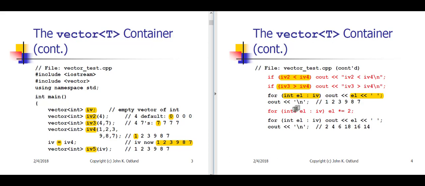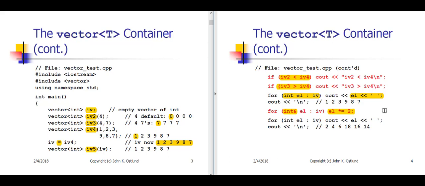Now notice in this next range for loop that instead of using an int as our element type, we're using a reference to int. Now this means that EL refers to each element in IV one element at a time, as opposed to being a copy of each element in IV one element at a time. So here, when we say EL times gets 2, that is actually directly modifying the element stored in IV.